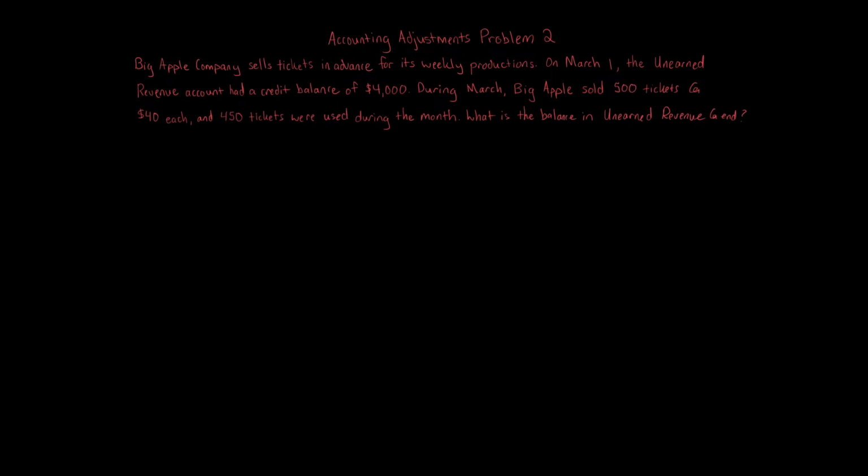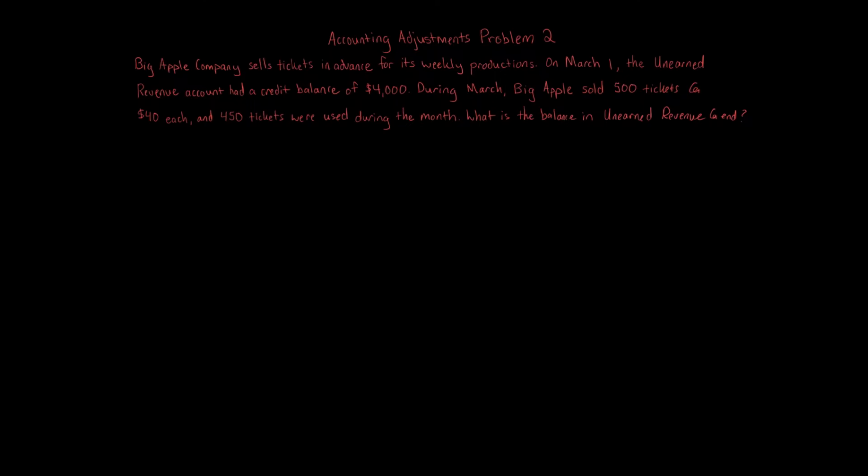Accounting Adjustments Problem 2. Big Apple Company sells tickets in advance for its weekly productions. On March 1st, the Unearned Revenue account had a credit balance of $4,000. During March, Big Apple sold 500 tickets at $40 each, and 450 tickets were used during the month. What is the balance in unearned revenue at the end of the period?